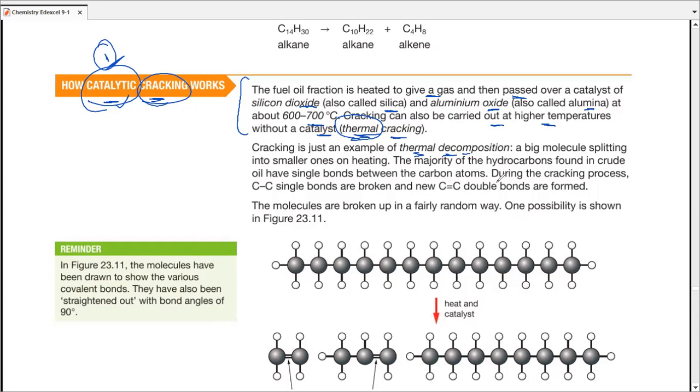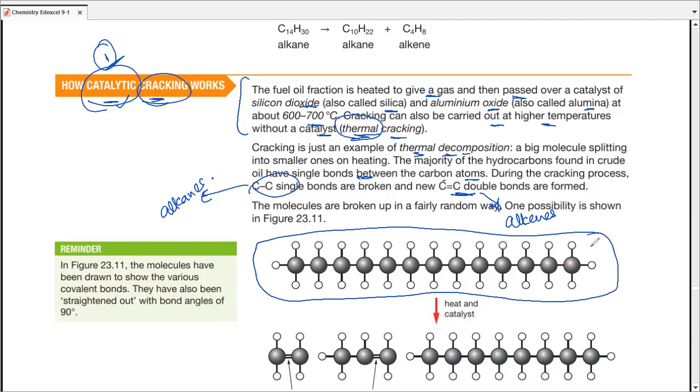So the majority of hydrocarbons found in crude oil have single bonds between the carbon atoms. But sometimes new carbon-carbon double bonds are formed, which gives you the idea. This is what the alkenes were about. And these single bonds mean we're talking about alkanes. I hope you remember that. So take a look. This is the bigger chain alkane we have, and the only thing you see in there are carbon-carbon single bonds, which is actually an identity of an alkane. Alkanes can be identified by the fact that they only have single bonds.